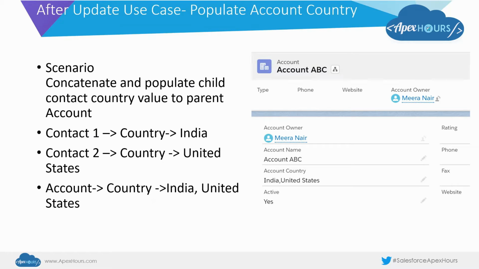The scenario is something like this. I would like to concatenate and populate the child contact country value to the parent account. For example, if we have two contacts under an account, contact 1 and contact 2, with country values as India and United States, once the second contact is saved, I would like to see the country value in the account as India, US, as you are seeing in this particular screenshot. So let us see what is the expected behavior.